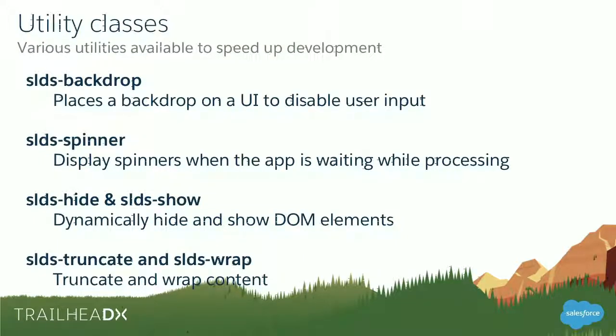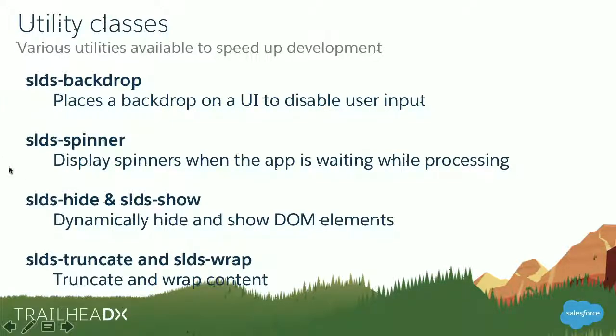And there are a bunch of utility classes available in Lightning Design System. For example, SLDS backdrop, and that's really useful because when you are doing something and you want to send a call to Apex and get data back, until then you'd want to prevent the user from tapping anything, you can just call the SLDS backdrop class, and it's going to put an invisible veil on top of the screen, right? But then you also want to show a spinner, because the user should know that something is happening. So use the SLDS spinner to show the spinner.